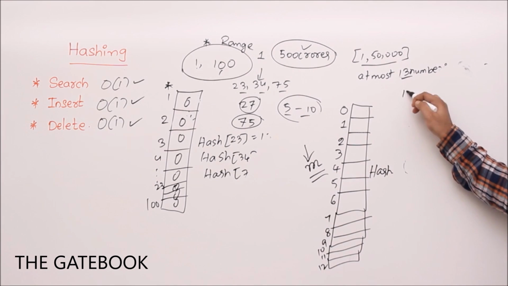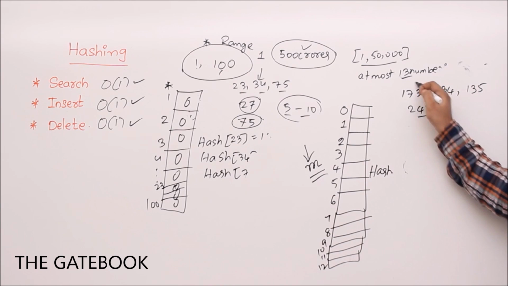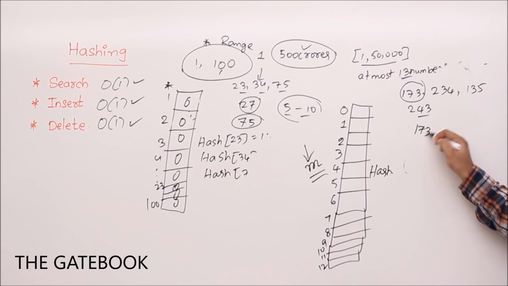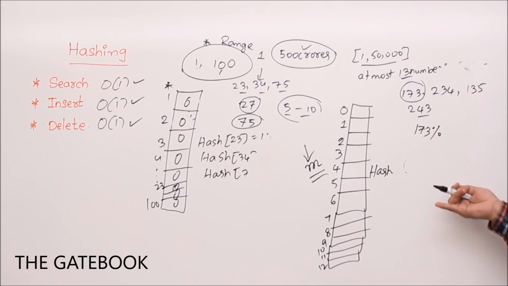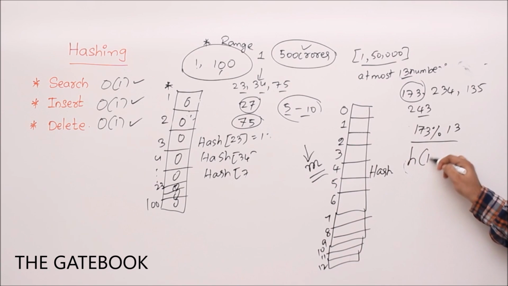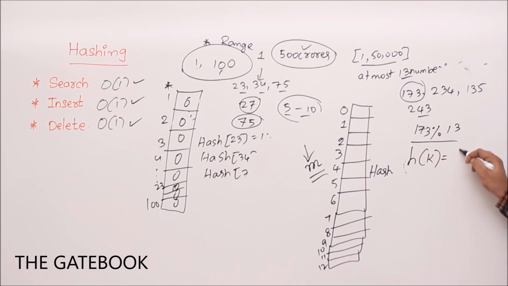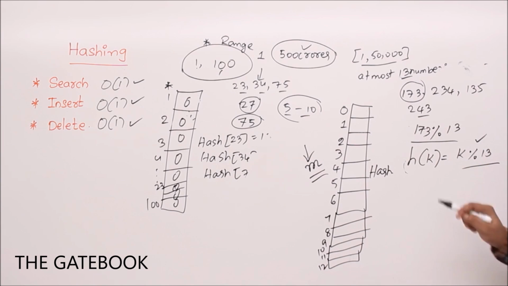Example, let's say my numbers are 173, 234, 135, 243. Randomly I am picking them up. How these numbers would go, we will see. First one, 173: I do 173 mod the hash size, which is 13. What is the formula of the hash function? H of k equals k mod 13. Similarly, there are a lot of hash functions available. This is one of them. It is mapping k to something, and we can find out what that something is.